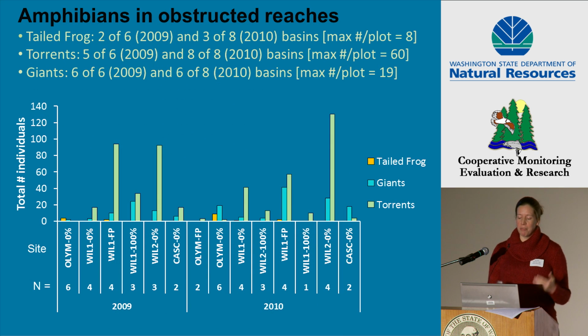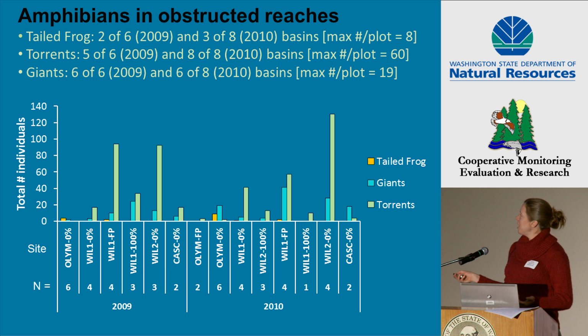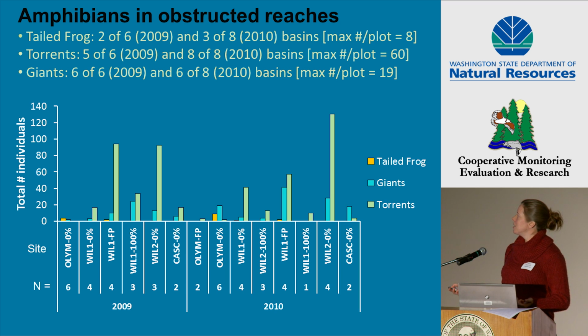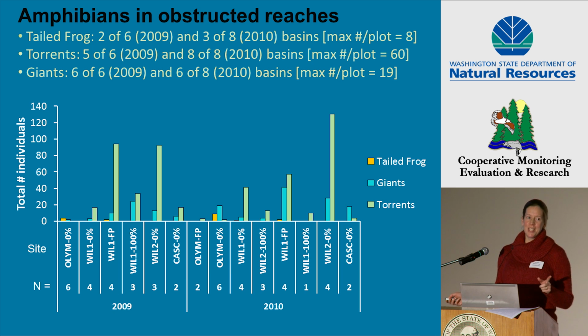And so here's very quickly, in a nutshell, what the results are. Looking at this, what I want you to take home from this graphic is that these are the sites down here on the bottom. They're not all of our sites, just the sites where we did the obstructed plots: 6 in 2009 and 8 in 2010. This is the number of plots placed in each of those sites for each year.